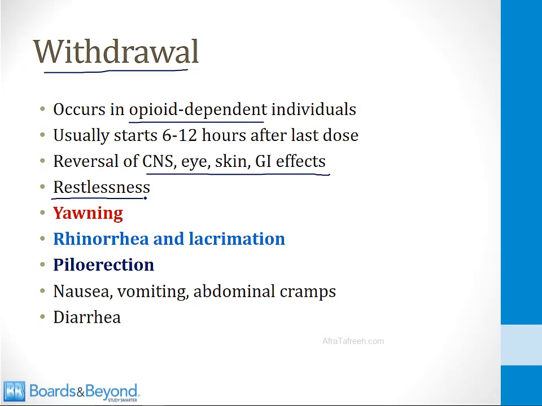Three very unusual effects that go together in opioid withdrawal are yawning, rhinorrhea and lacrimation, and piloerection. If you ever see these three things described in a board question, you should immediately think of opioid withdrawal. Yawning is just a peculiar effect of opioid withdrawal. Rhinorrhea and lacrimation happen because the eye effects are reversed and the eye begins to water, and that water travels to the nose, and this causes rhinorrhea and lacrimation.